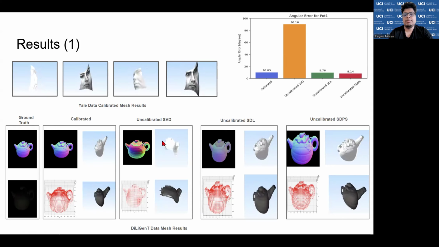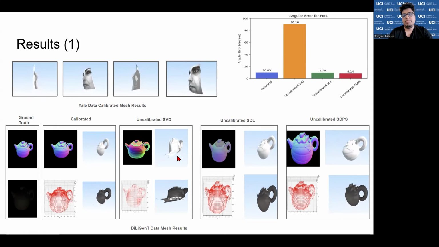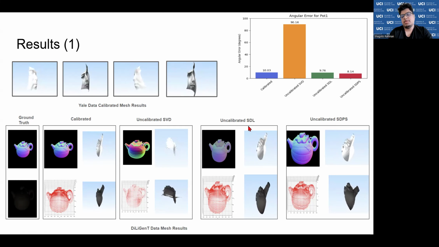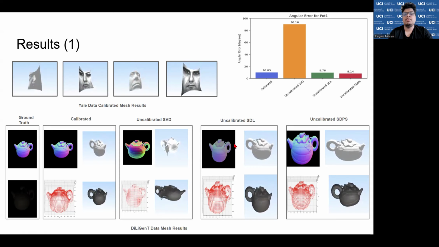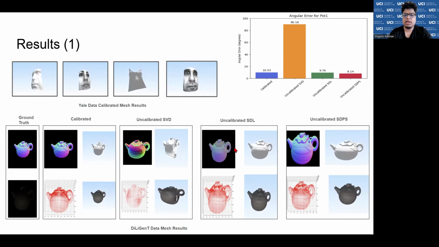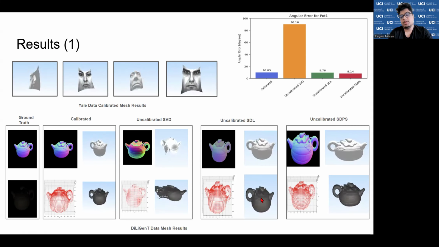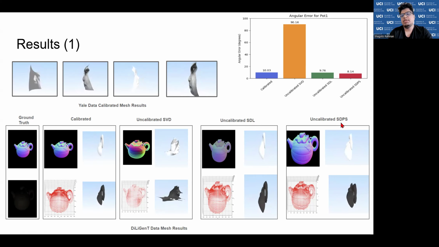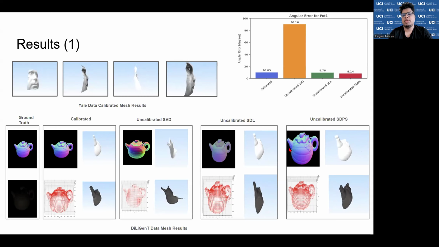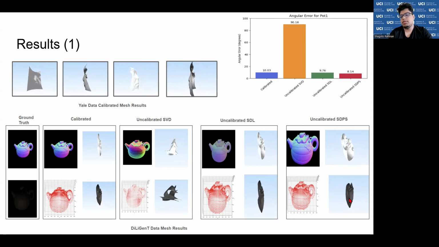The uncalibrated singular value decomposition is far from reality because of the ambiguity, as we can see in the meshes as well. The surprise is from the simple deep learning model, where even with a shallow network we have got good normal prediction, and the direction and the meshes are excellent. And the best performance was from the SDPS, where the normal is very close to the ground truth. The meshes are also excellent.